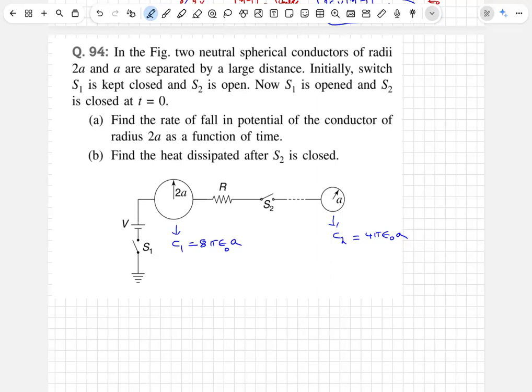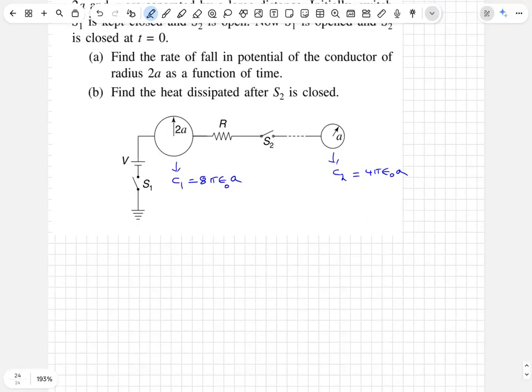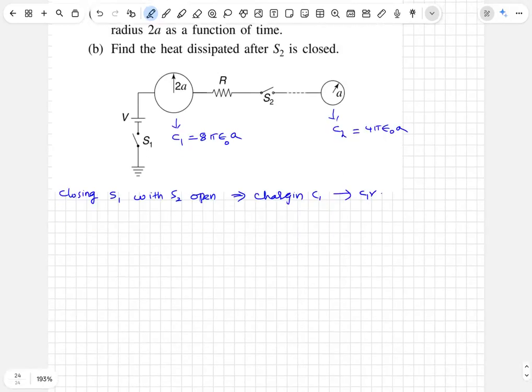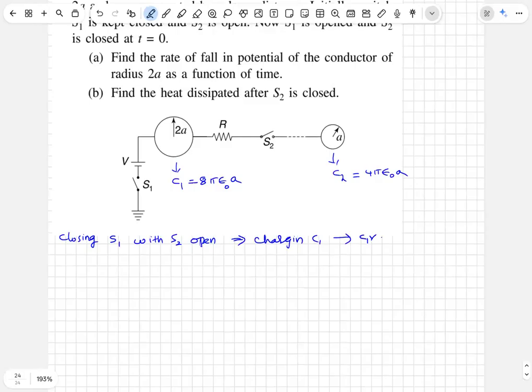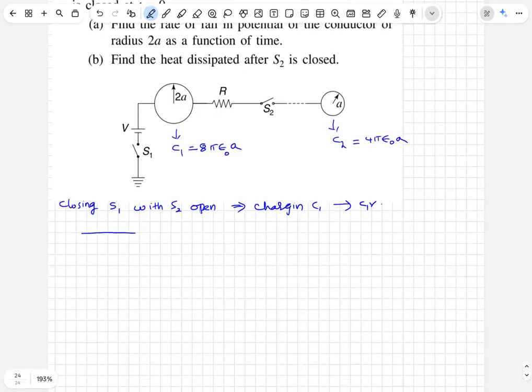Initially, you charged one capacitor. You charge one capacitor just because you are closing S1. So closing S1 with S2 open results in charging C1. Thereafter, you are opening S1 and closing S2. From here, I don't see the question like this. From here, I will see as if the question is given like this.